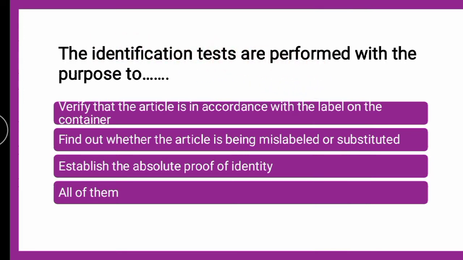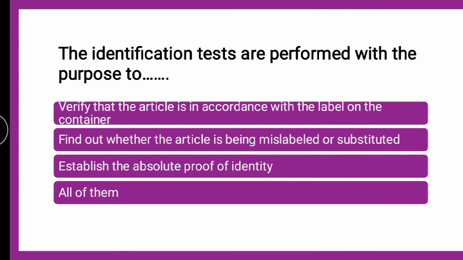with the purpose of what? Whether they are performed with the purpose to verify that the article is in accordance with the label on the container. That means whatever the label is there on the container, we are supposed to verify that the article is in accordance with the label given or not. Whether it is the same compound which is mentioned in the label on the container, whether to establish the absolute proof of identity, or to find out whether the article is being mislabeled or substituted.